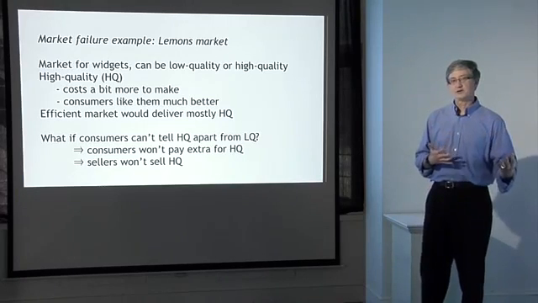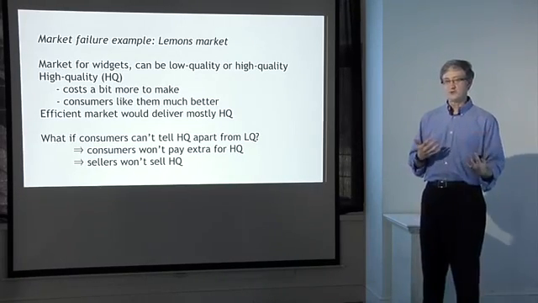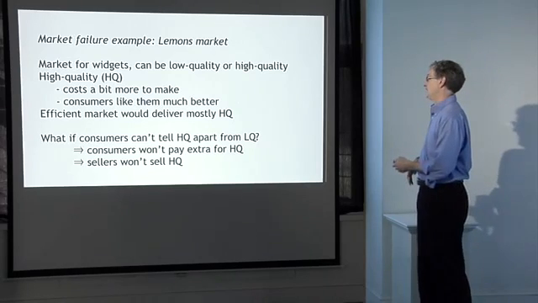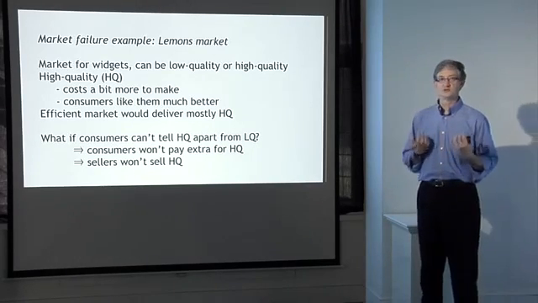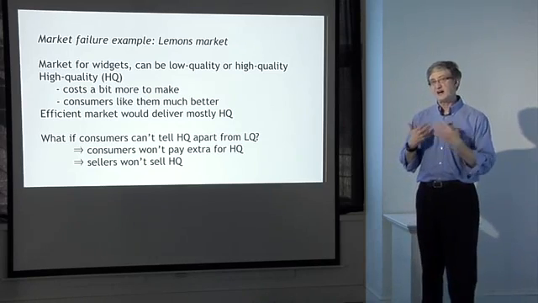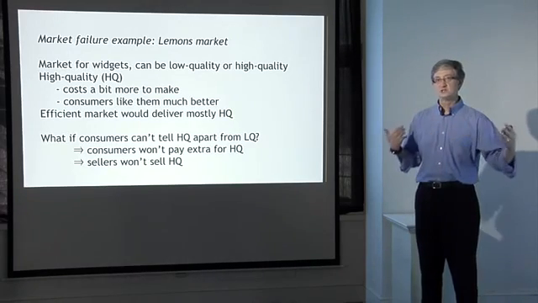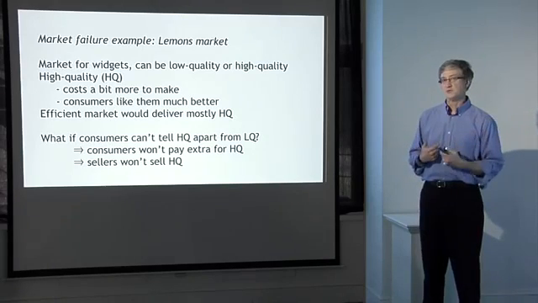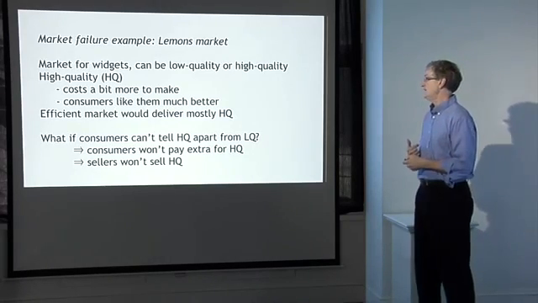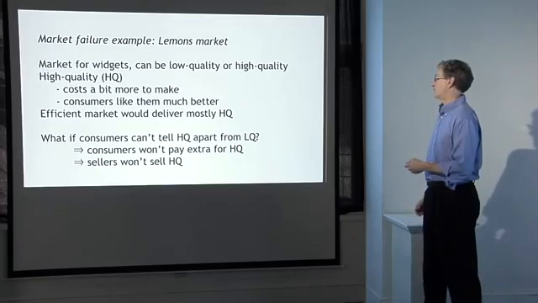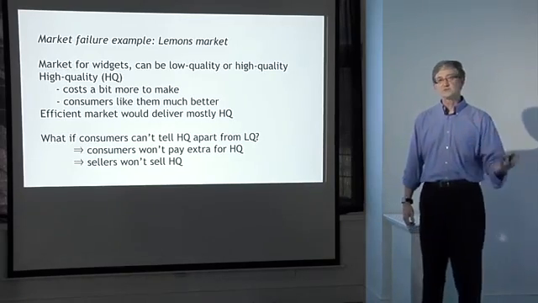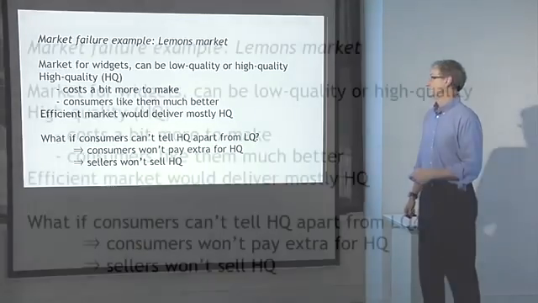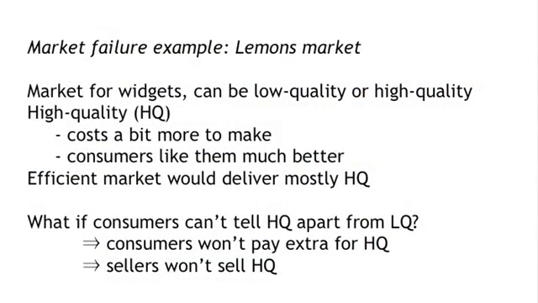Now, an efficient market, a market that's operating well, would therefore deliver mostly high-quality, or I'll write it HQ, widgets to consumers. Why? Because the price of the high quality widget will be just a little bit higher, but the widget will be so much better that almost everyone will buy the high quality widgets. And so this is what you would hope that a market would provide, and under certain assumptions a market will provide that. But let's suppose that customers for some reason can't tell a high quality widget apart from a low quality widget. What if they really can't tell which widgets are good and which widgets are not?